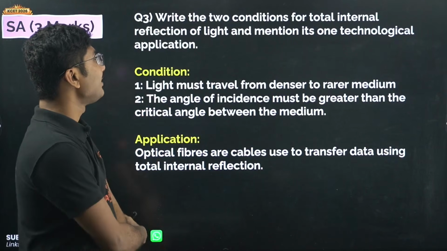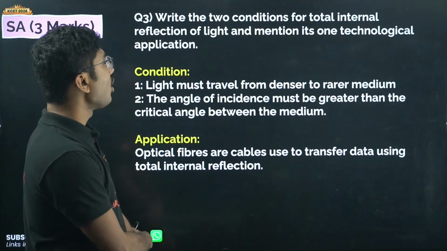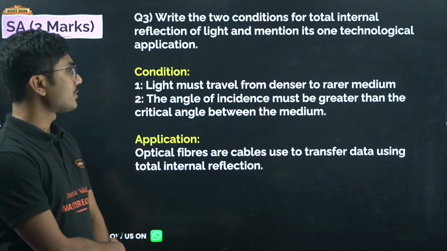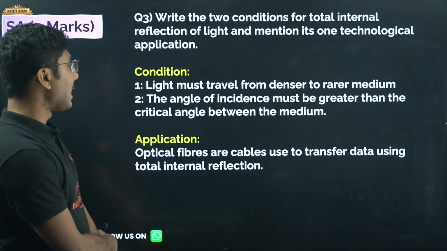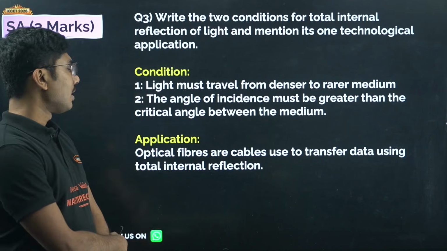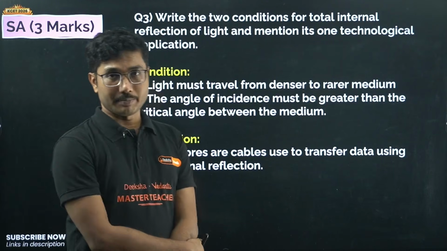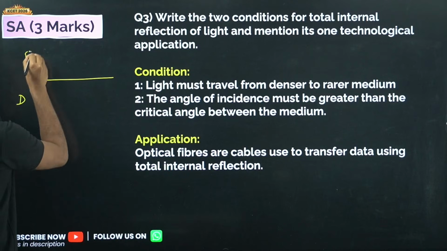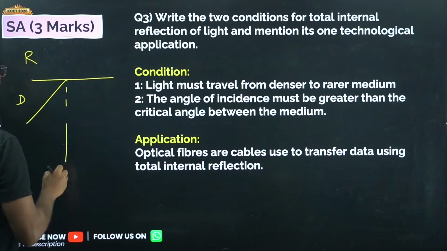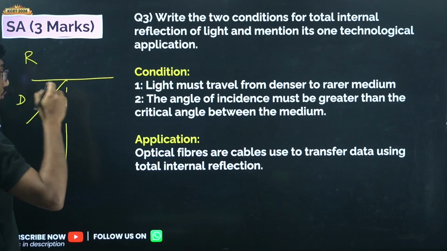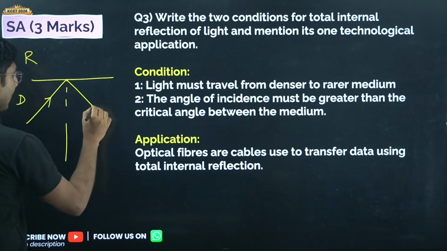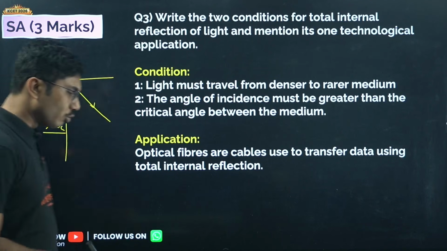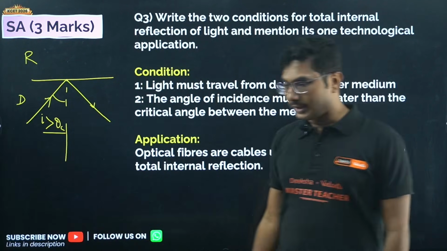Now question number 3: write 2 conditions for total internal reflection of light and mention one technological application. Light must travel from a denser to a rarer medium. The angle of incidence must be greater than the critical angle between the media. So, 2 conditions. First, light must be traveling from a denser to a rarer medium. Also, the angle of incidence must be greater than the critical angle. These are the 2 conditions for observing total internal reflection.